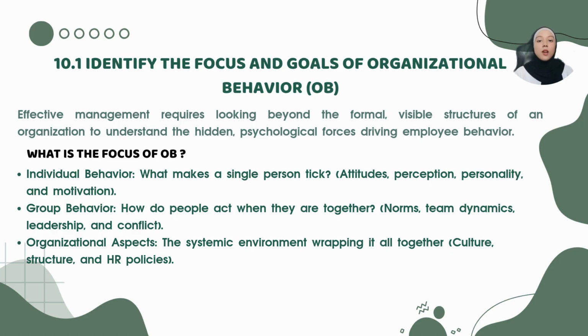And the third one, organizational aspect. The big picture, this involves the company culture, structure, and HR policy. And the conclusion, understanding these three areas helps us manage people much more effectively. And let's look at the next slide.